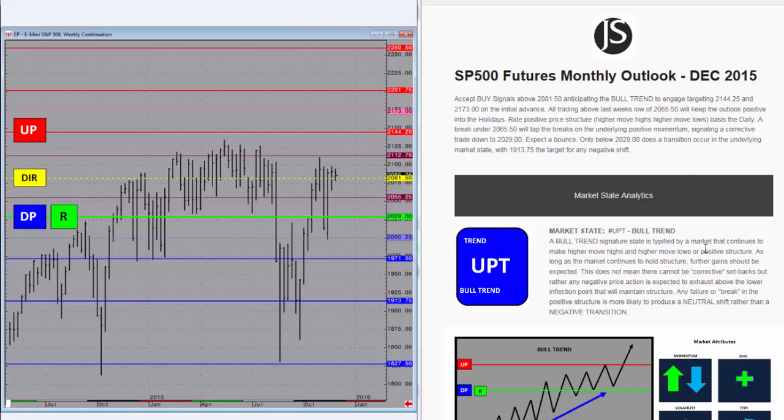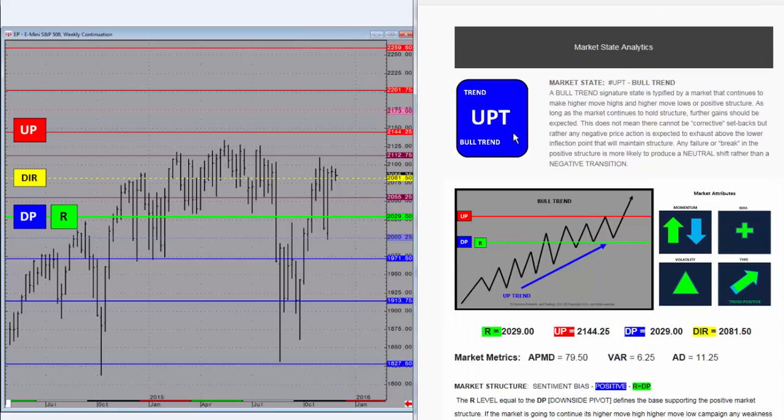JS Services incorporates a strategy-based trading approach where we look to align the market state condition with our trading tactics. And this month the S&Ps are in a bull trend, and a bull trend is defined as a market that's making higher move highs, higher move lows structure. Doesn't mean there can't be corrective setbacks, but negative price action is expected to exhaust above the lower inflection point that maintains structure. And the price point that's maintaining structure for this month is 2029.